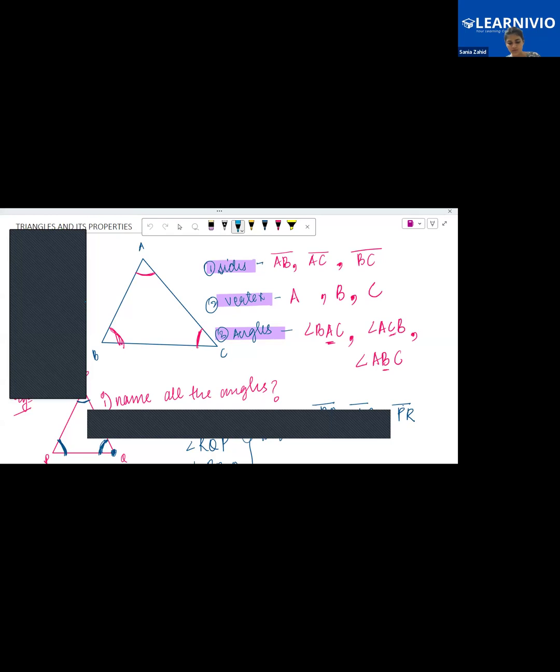For triangle ABC, the vertices are A, B, and C. The sides are AB, BC, and CA, and the angles are angle ABC, angle CAB, and you have this angle left. So this is one angle, ACB.